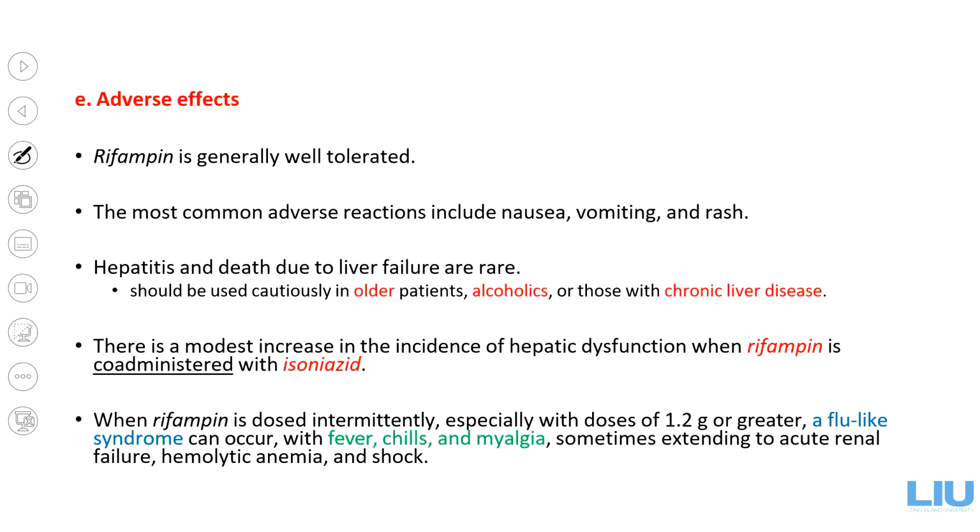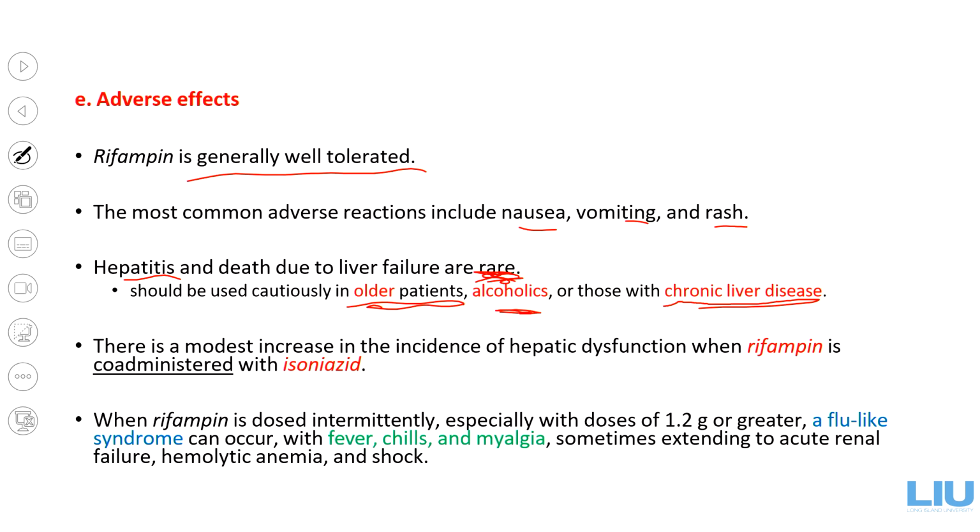Adverse effects are generally well tolerated, unlike isoniazid. Isoniazid has more serious effects. Most common are nausea, vomiting, rash. Hepatitis, just like with isoniazid, can occur, but it's rare, and it increases in older patients, as we said, alcoholics, and in the case of people who already have some chronic liver diseases. And of course, if you combine it with another drug that could cause hepatitis, just like with the isoniazid. The only difference is isoniazid is more serious. This one here is rare, but since they both combined, the chance of having hepatitis is higher. Make sense? Any questions about that?